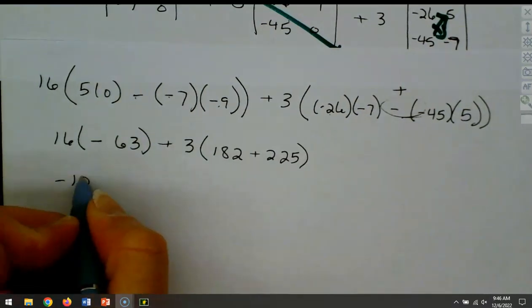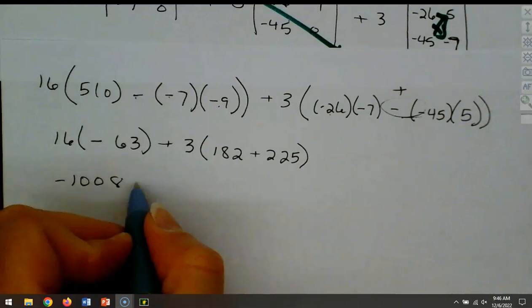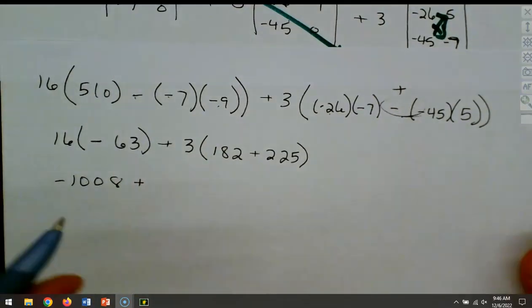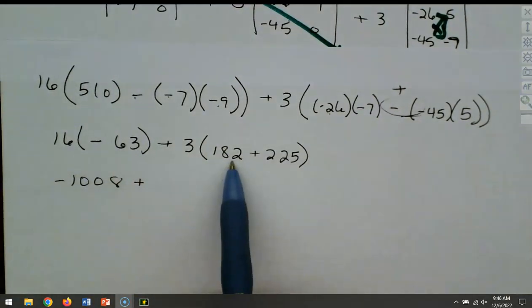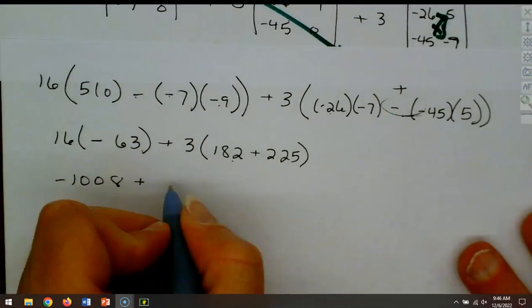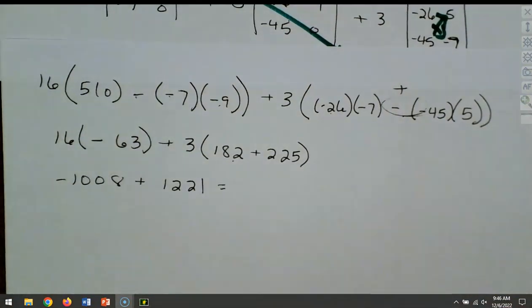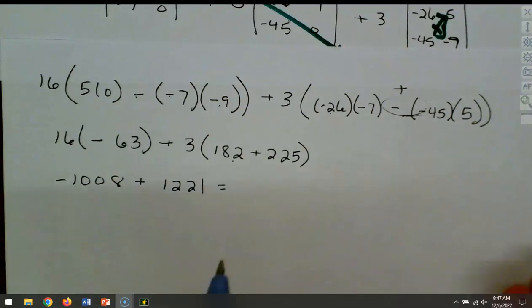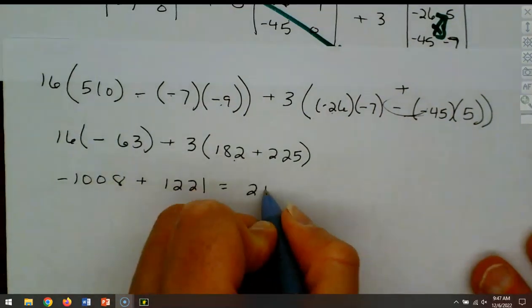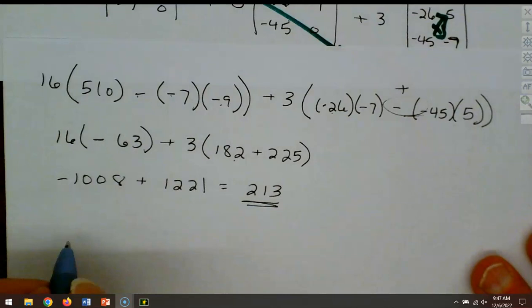That's a minus 1008. And then we'll add these together. So that's 182 plus 225. We'll multiply that by 3, and that's 1221. We put those together: minus 1008 plus 1221. Add those together, and that comes out to be 213, right?